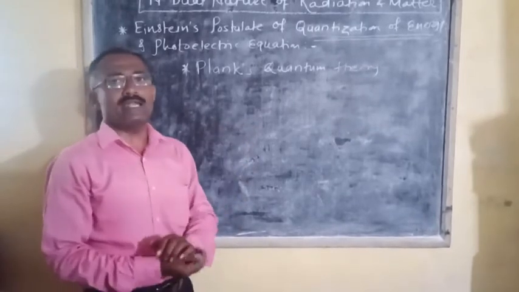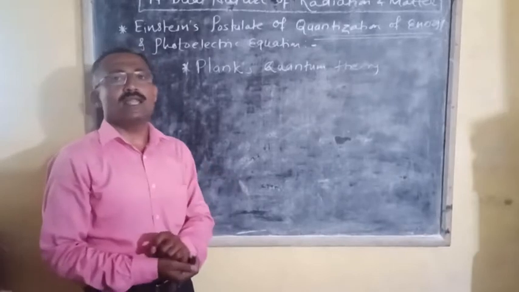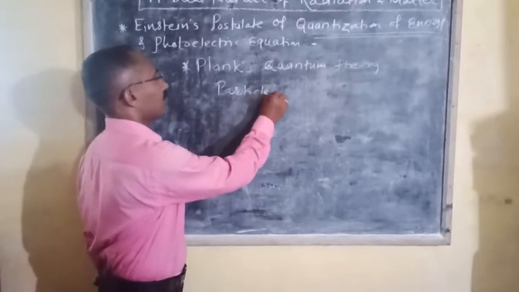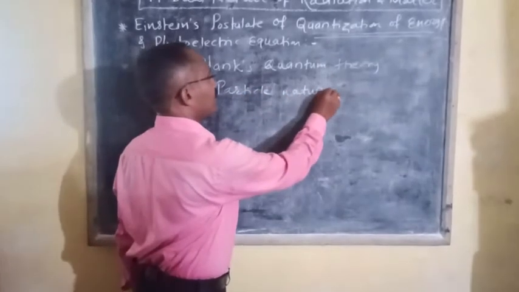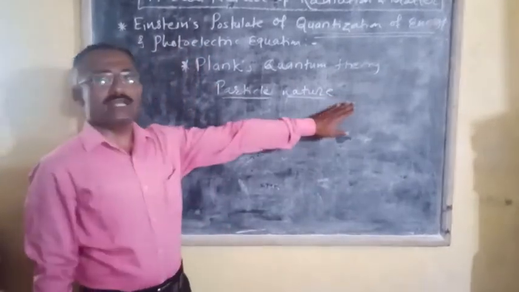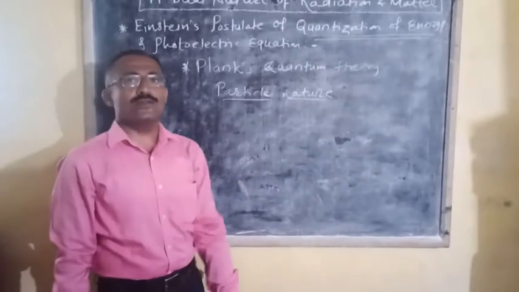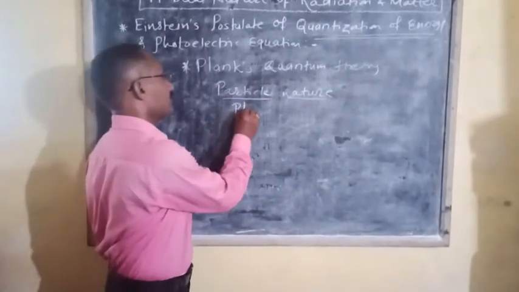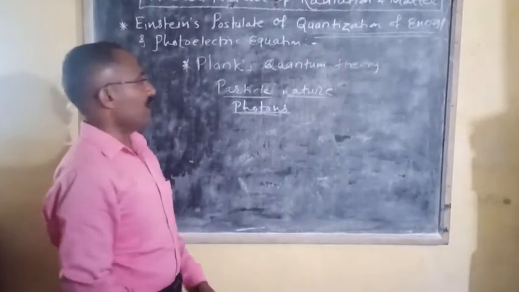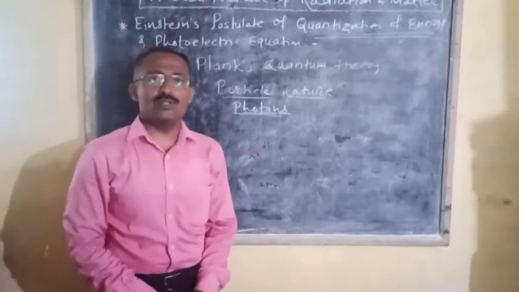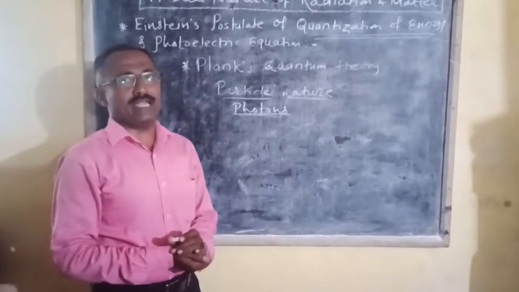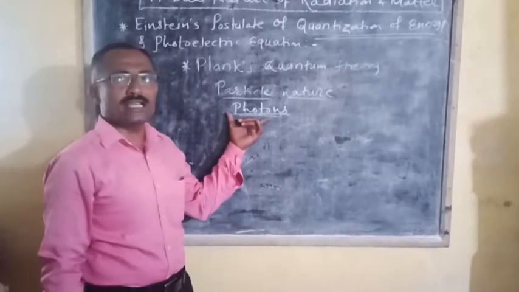light has the particle nature. He considered light as having particle nature, and the radiation consists of photons. According to Einstein, light propagates in the form of photons, and each photon has discrete energy packets.